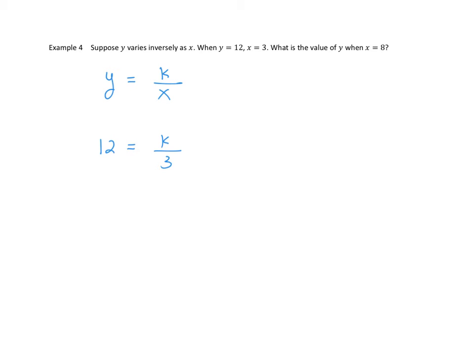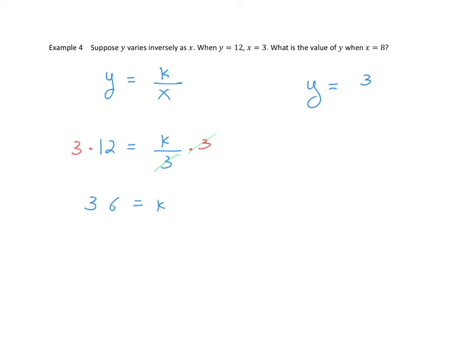So in this step, I'm going to multiply both sides by 3. It'll cancel the 3 on the right, leaving me with just k. But on the left side of this equation, I have 3 times 12, which is 36. And this is my value of k.